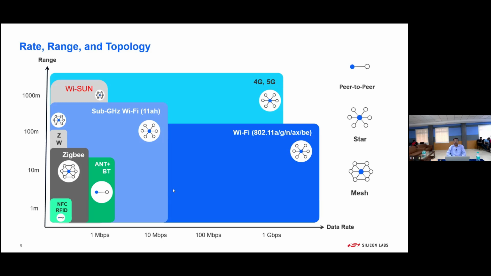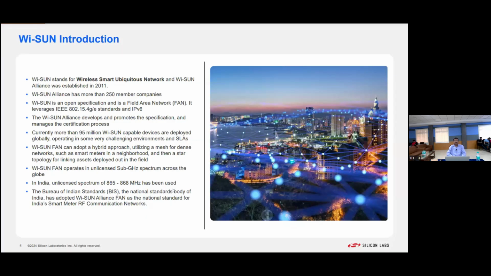But Wi-SUN is basically including both star and mesh, and it's also an IEEE standards-based wireless technology, and this is standing out to be the most accepted wireless technology in the field. So let me introduce Wi-SUN. Wi-SUN stands for Wireless Smart Ubiquitous Network.